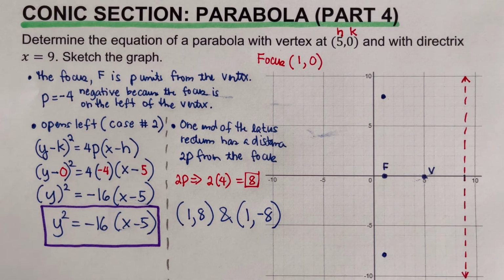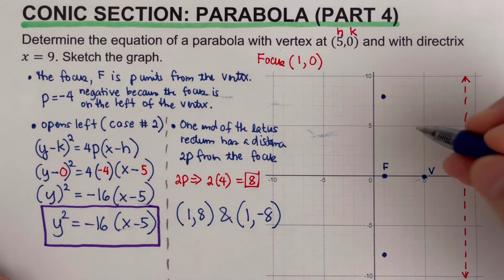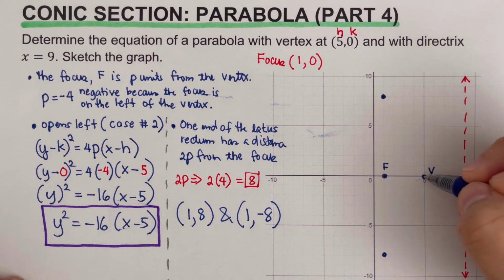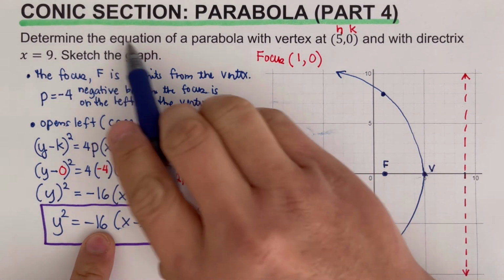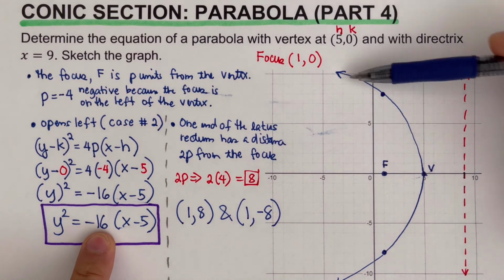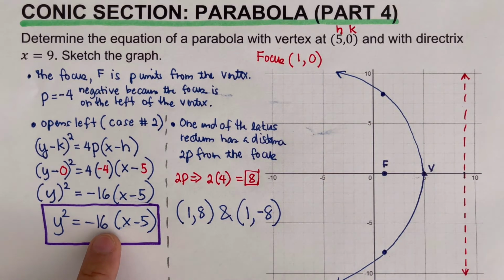So from here, we can go ahead and sketch the graph of this parabola. So this is the equation of this word problem right here, and this is the graph of this equation that we have right here. Now let's move on to the next example.